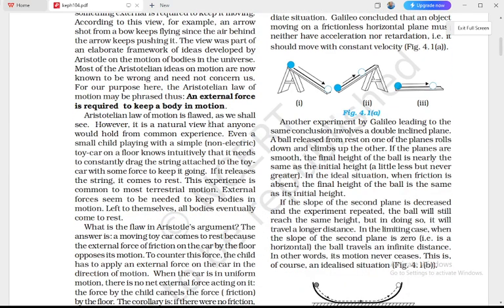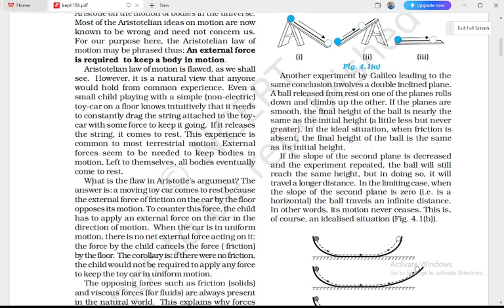Aristotelian law of motion is flawed, as you shall see. However, it is a natural view that everyone would hold from common experience. Even a small child playing with a simple, non-electric toy car on a floor knows intuitively that it needs to constantly drag the string attached to the toy car with some force to keep it going. If it releases the string, it comes to rest. This experience is common to most terrestrial motion. External forces seem to be needed to keep bodies in motion. Left to themselves, all bodies eventually come to rest.